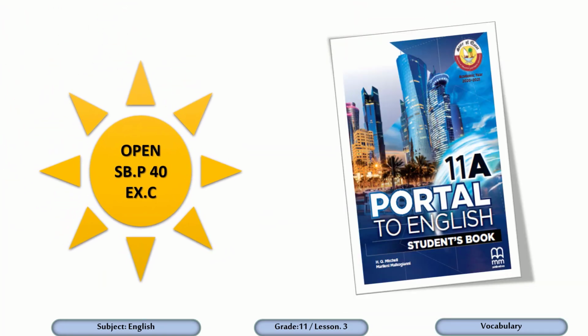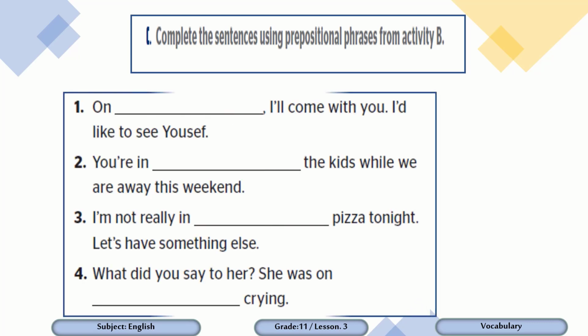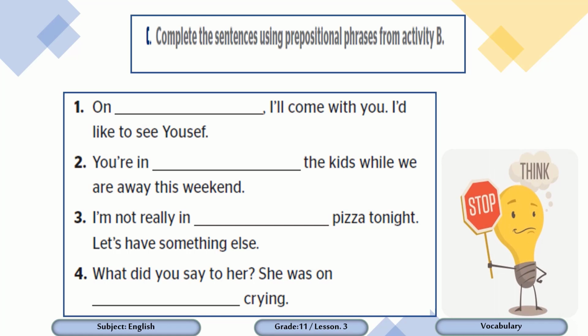Now please open Student's Book, page 40, exercise C. Dear students, now it's time to do exercise C. Complete the sentences using prepositional phrases from activity B. Now, please read the sentences 1 to 4 well, then pause the video for some time, get your answers ready, then play the video again in order to check your answers. Now it's time to check the answers.